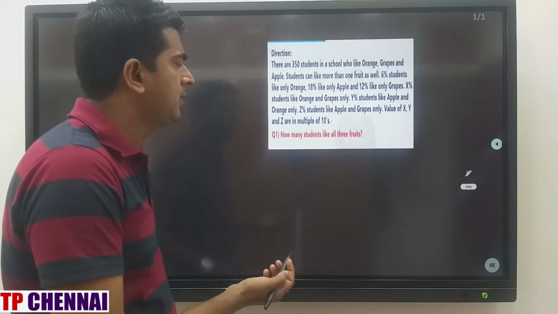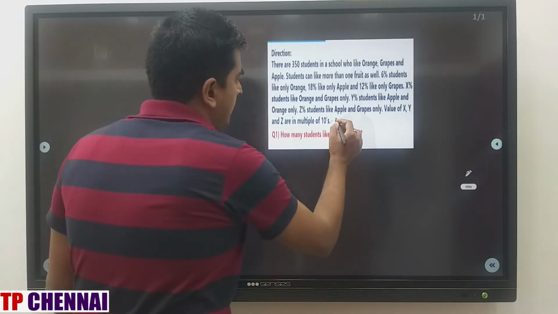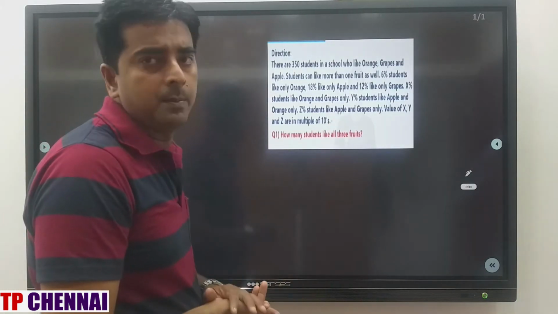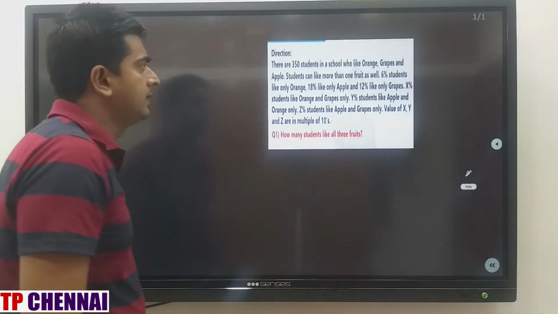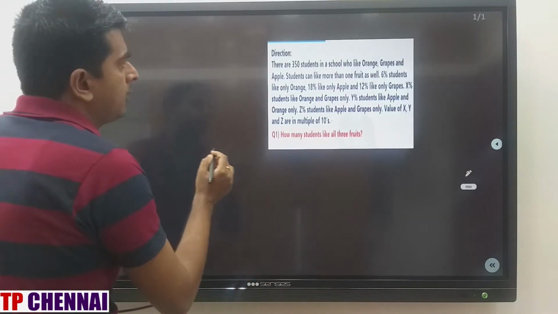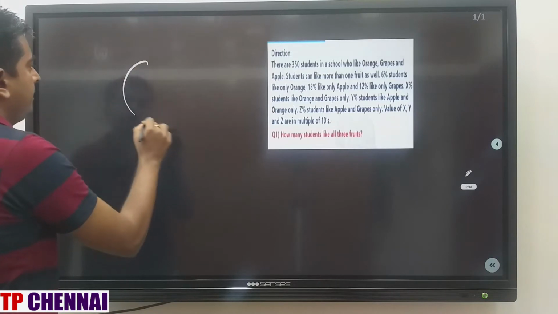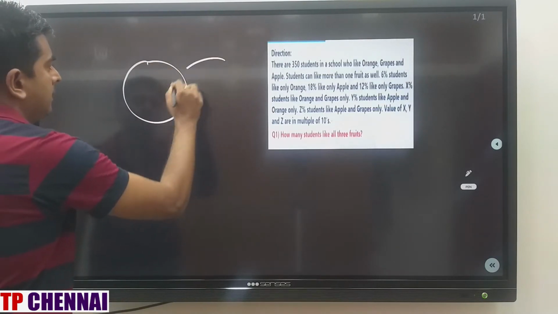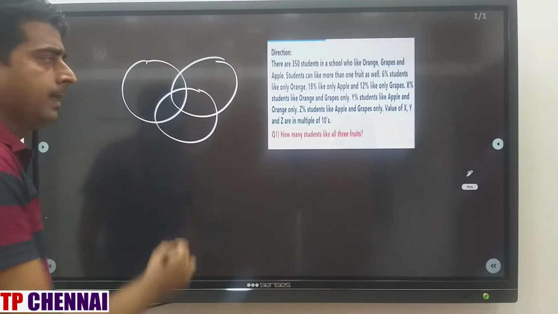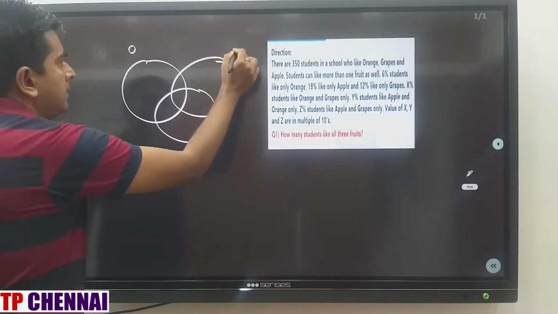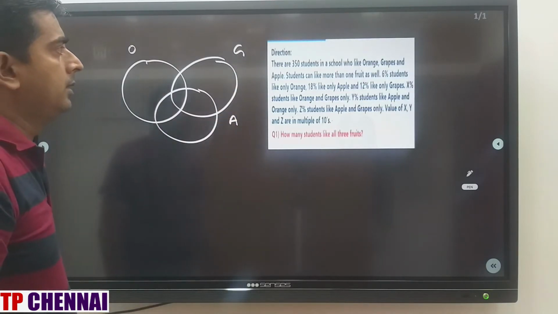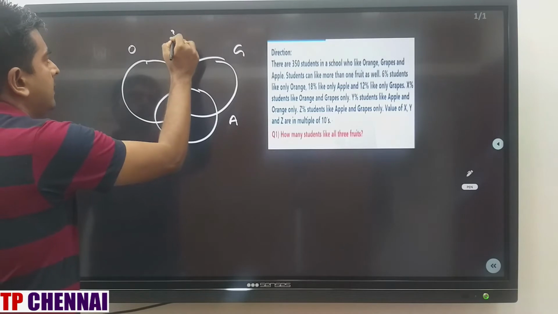And then they have mentioned another point which we can add here. That means no values are the same. So we will draw the Venn diagram here. You have 350 students, orange, grapes and apple. This is orange, this is grapes and this is apple. So totally you have 350 students.